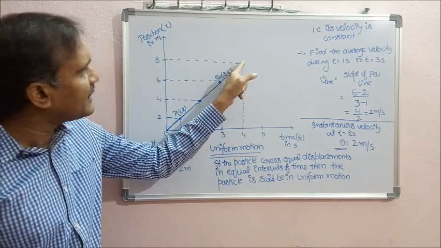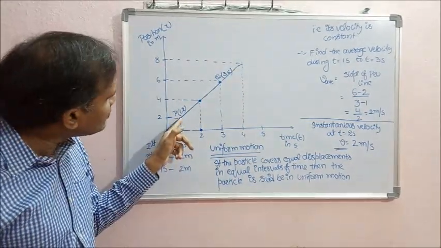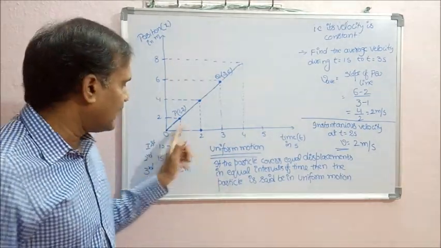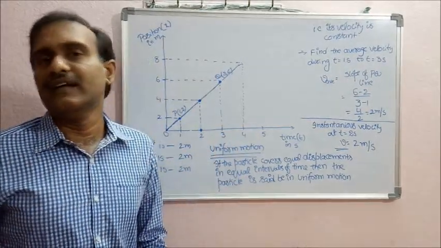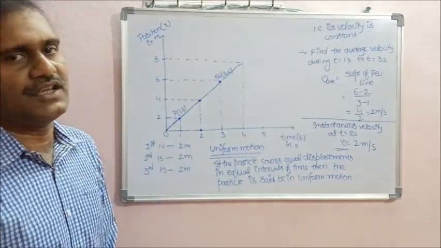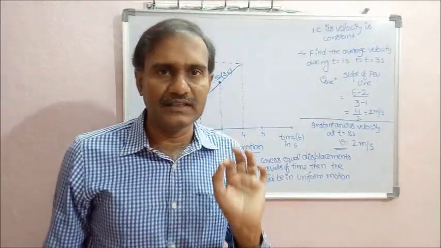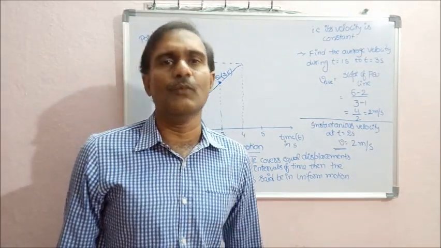Same 2 meters per second. Instantaneous velocity at that point, 2 meters per second. Instantaneous velocity at this point, 2 meters per second. That is at this time interval, or here, or here, or here, instantaneous velocity does not change. Therefore, the particle is said to be moving with uniform velocity, or the particle is in uniform motion.